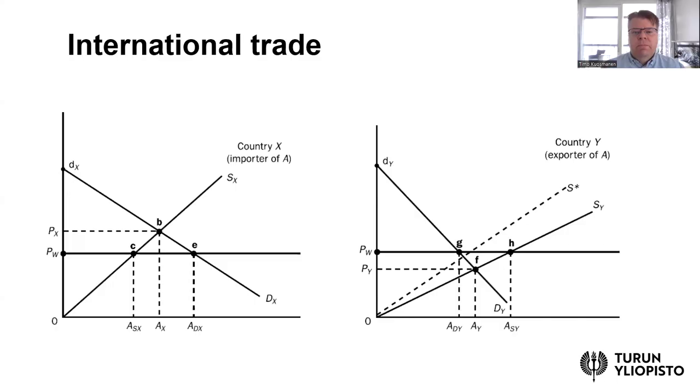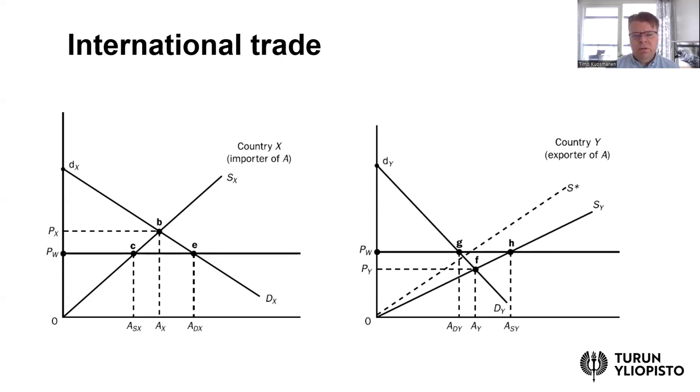So let's start with a simple illustration of how international trade influences consumption and production between two countries, and how that can lead to the rise or decline of emissions in the importing country and the exporting country.